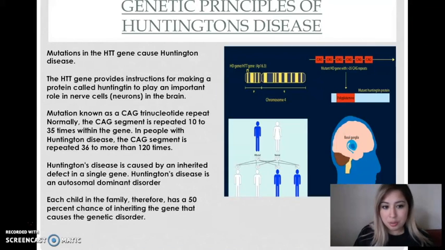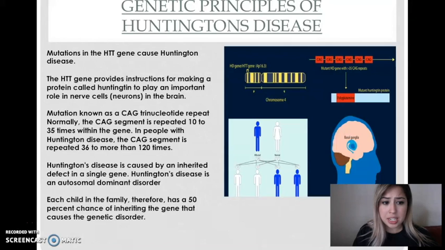trinucleotide repeat. Normally our CAG repeats in our body, like in a normal person, 10 to 35 times. But someone with Huntington's disease, that segment repeats way more times than that, so 36 to 120 times. And this picture shows where that is in the specific gene.